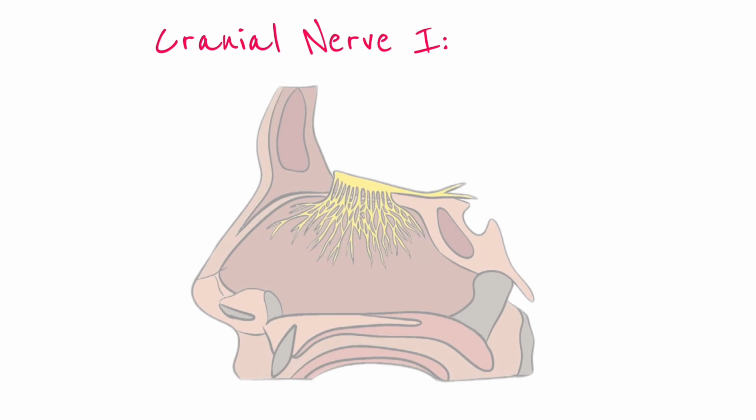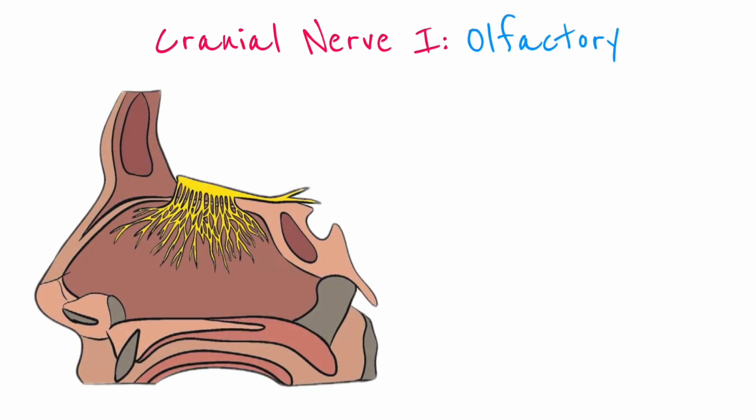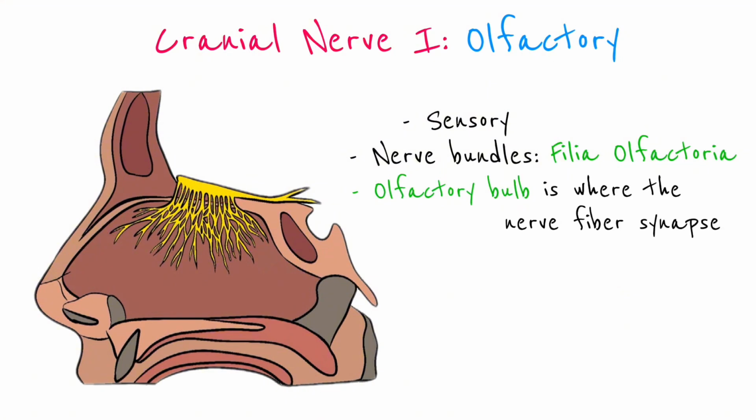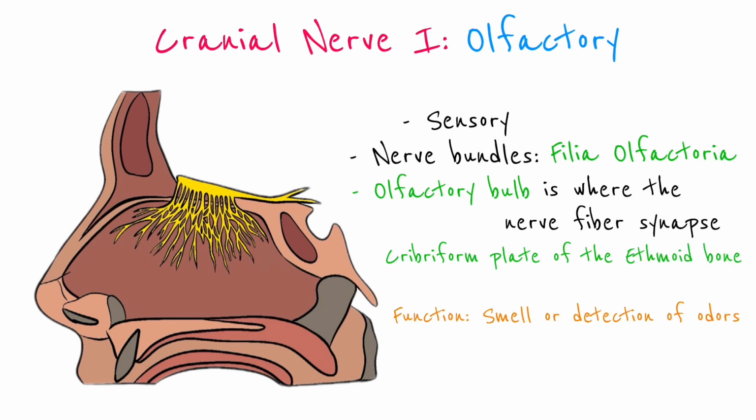Cranial nerve 1, olfactory nerve. The olfactory mucosa houses the afferent bipolar sensory neurons. The olfactory nerve is made up of these neurons arranged in nerve bundles called filia olfactoria. The olfactory bulb, located in the anterior cranial fossa, is where the nerve fibers synapse after entering the cribriform plate of the ethmoid bone. It functions for smell or detection of odors.